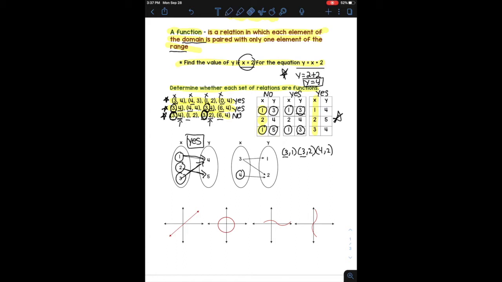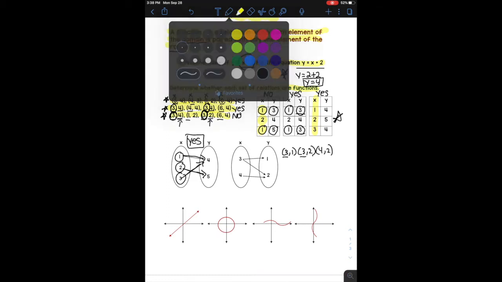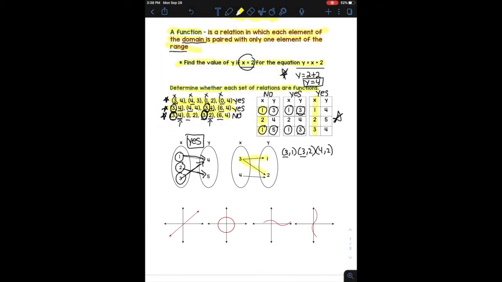Yes, there are. 3 is repeating. And as you could see clearly in the mapping, it is being mapped to two different y values. It's being mapped to 1 and it's being mapped to 2. The same x value has two different y values. Therefore, this example is not a function.